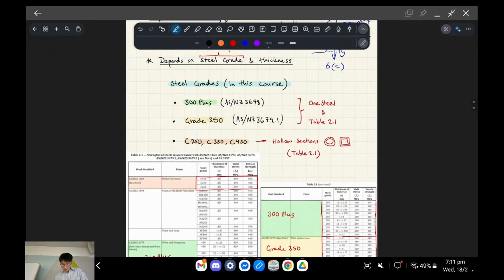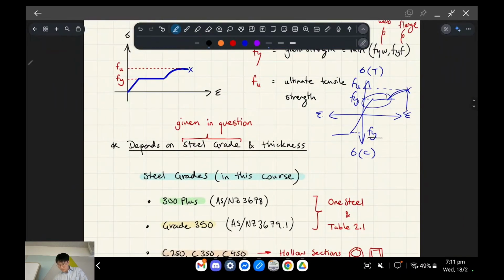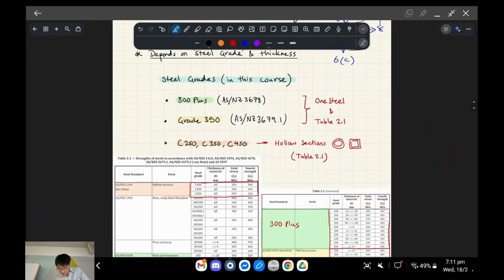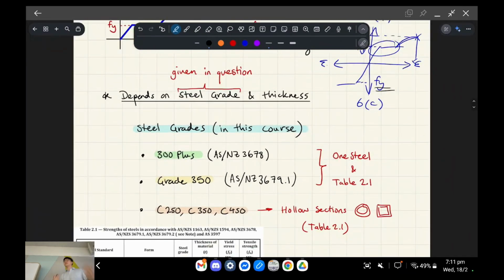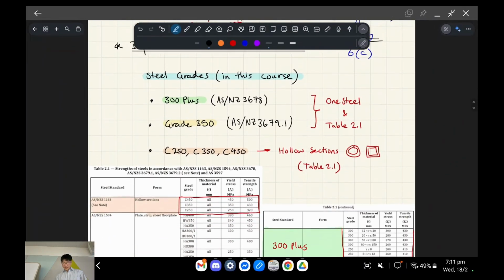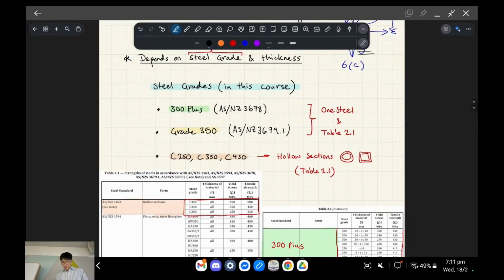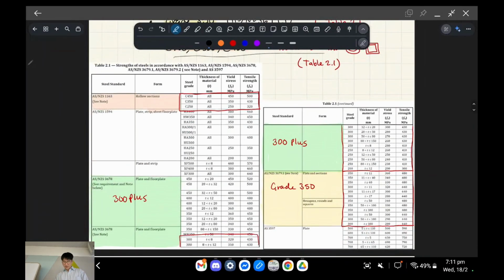Okay. So another question you might have is how do I find Fy or Fu? Fu specifically, Leo. How do we do this? It depends on how the steel is manufactured, essentially. There's different grades of steel, right? Most common 300 plus or grade 350, right? And these are just different material products. Hollow sections are cold rolled, and I'll get into that later in the course.